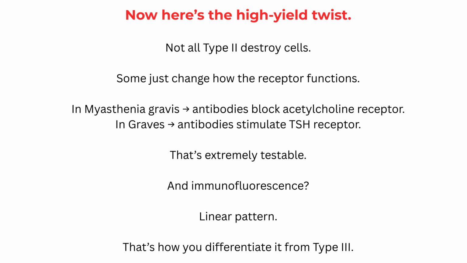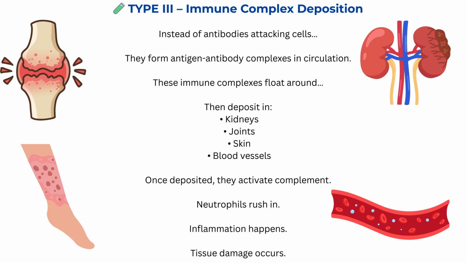Now here's the high yield twist. Not all type 2 destroy cells. Some just change how the receptor functions. In myasthenia gravis, antibodies block the acetylcholine receptor. In Graves, antibodies stimulate the TSH receptor. That's extremely testable. And immunofluorescence: linear pattern. That's how you differentiate it from type 3.